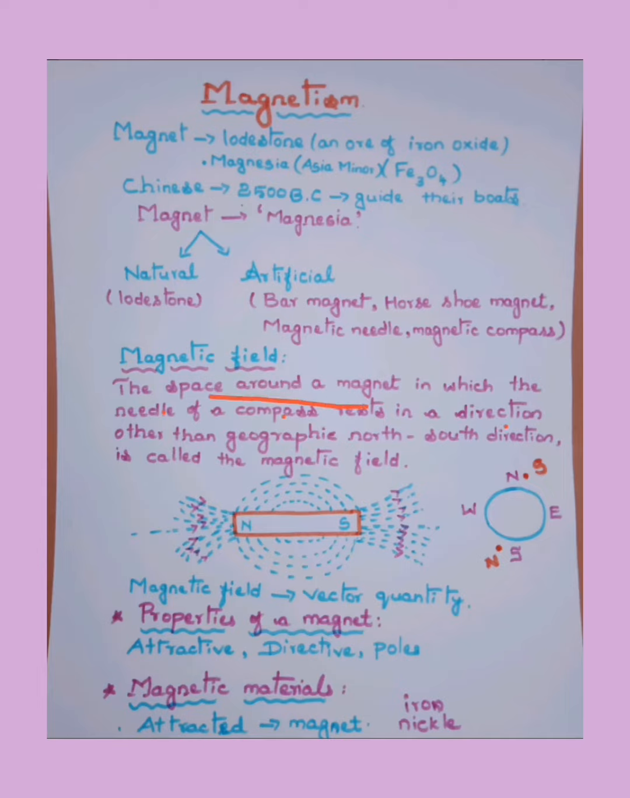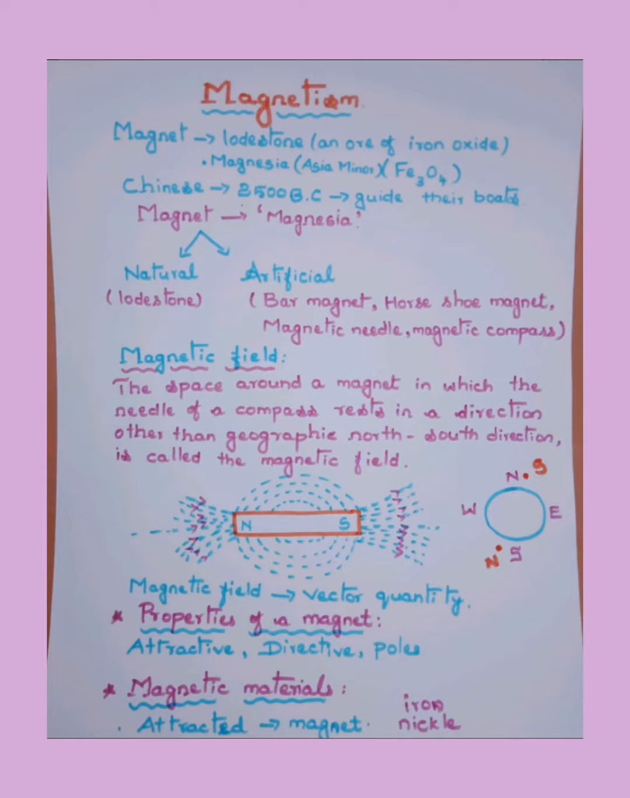And magnetic field is a vector quantity. What is a vector quantity? Any quantity which has both magnitude and direction is called a vector quantity, whereas scalar quantities possess only magnitude. If it has direction also along with that, that is called a vector quantity. Hence magnetic field is a vector quantity.